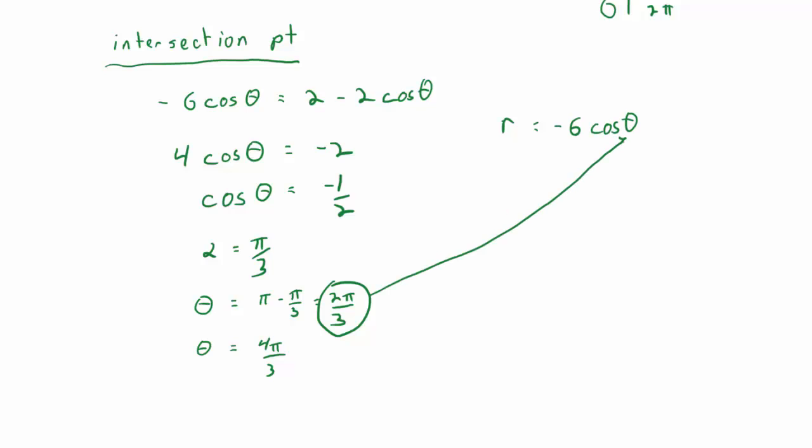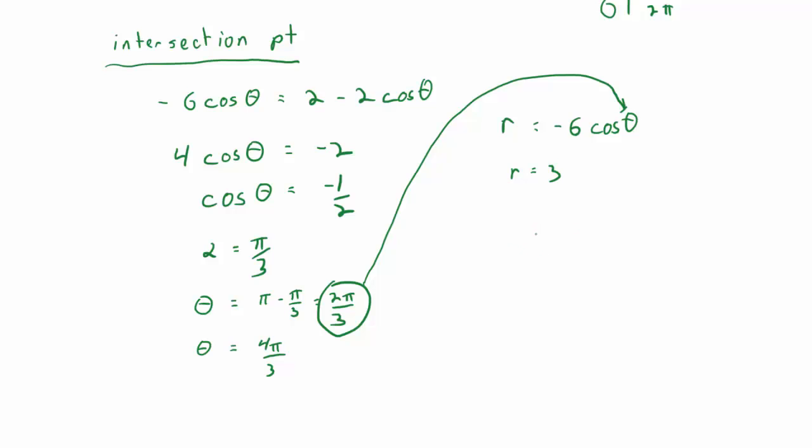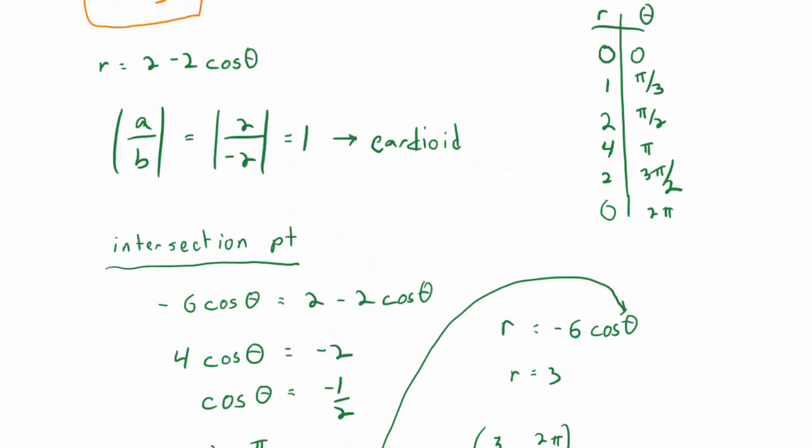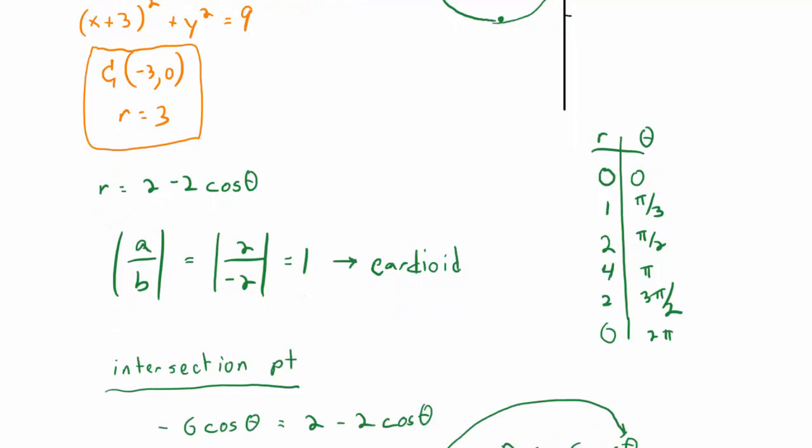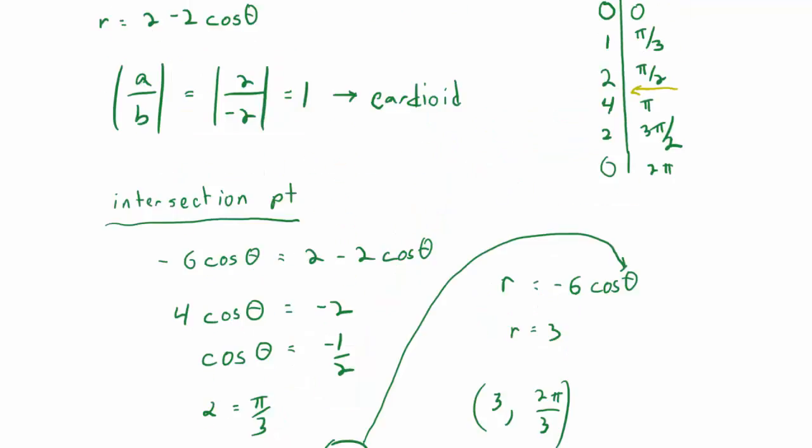Plug it in. And what do we get? Well, we know we get negative 1/2, right? So 3. Everybody buy that? So the extra point we're going to plot has theta 2 pi over 3 and r equals 3. That's the extra point we're going to throw in when we plot. And that'll be a point in the second quadrant, in between pi over 2 and pi. So that's 2 pi over 3.